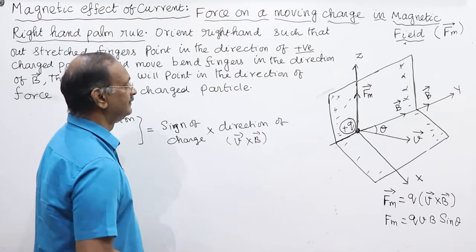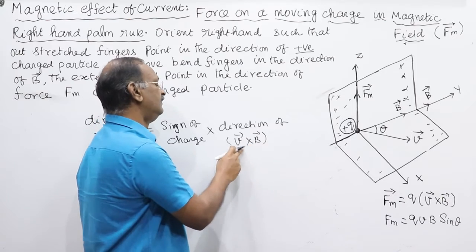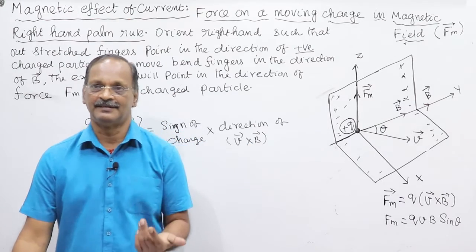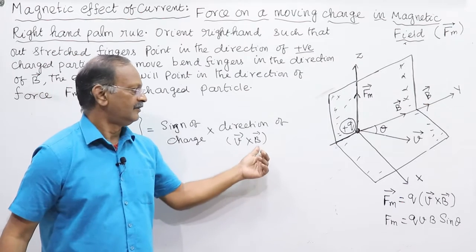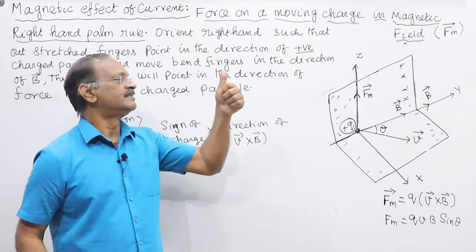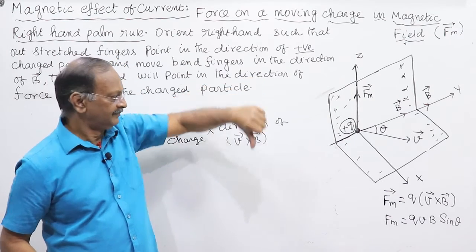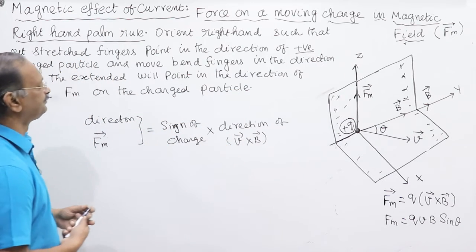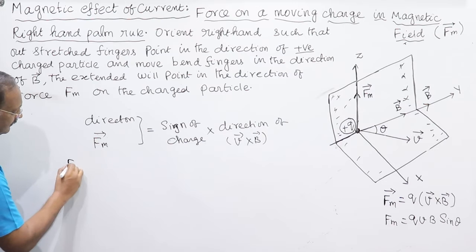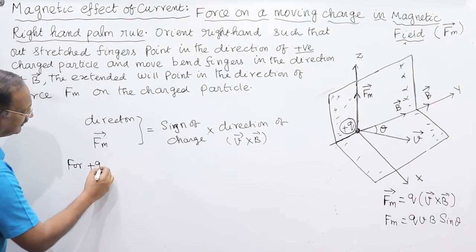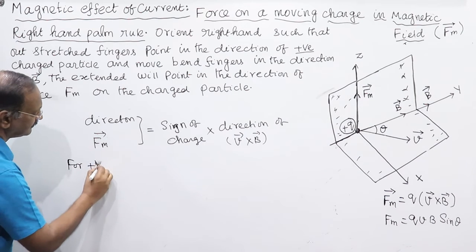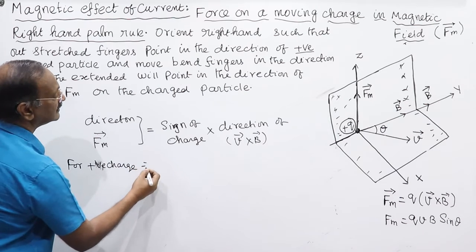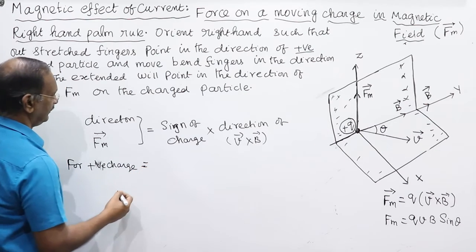V cross B is a vector, V is a vector, B is a vector, and V cross B is also a vector, because the cross product of two vectors is always a vector. So if V cross B is in this direction, B cross V will be in the opposite direction. The same we use for positive charge. For positive charge, what is this? This is equal to the direction of FM.